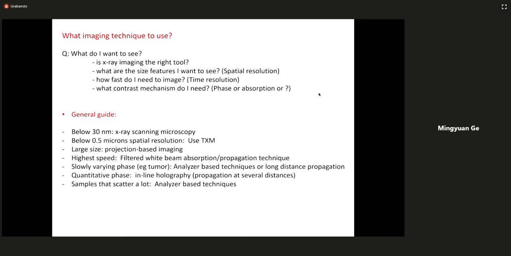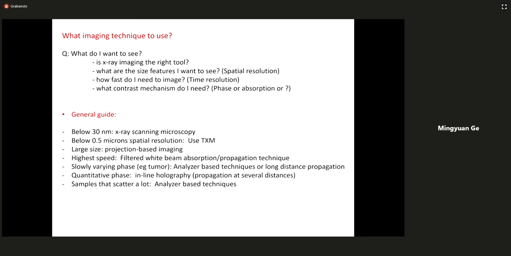Okay, so up to now, hopefully you have some basic idea about the different imaging techniques and understand the application regime for each technique. So for you and for us to do research, the question is how do we choose the technique? First, is the X-ray image the right tool? Instead of X-ray, there are additional tools like the electron microscope, the optical microscope, the IR, and all other electronic measurements. So the question is whether X-ray imaging is suitable for your research. This is the first question we have.